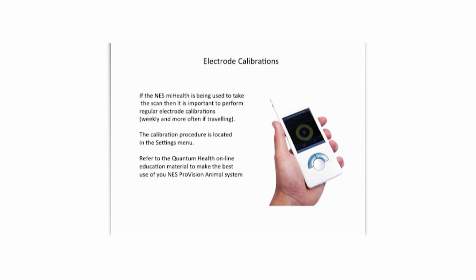Now when you're going to do a scan, you need to calibrate the electrodes, particularly if you've travelled a long way or even done air flight, or if you're regularly treating different types of animal, I would suggest to calibrate the device each day. Now you can do that from your settings area in the bottom right hand side. It's indicated with a wrench. If you press that button, you'll find the calibrate electrodes. Follow the instructions and try to do that at least once a day if you're treating animals.